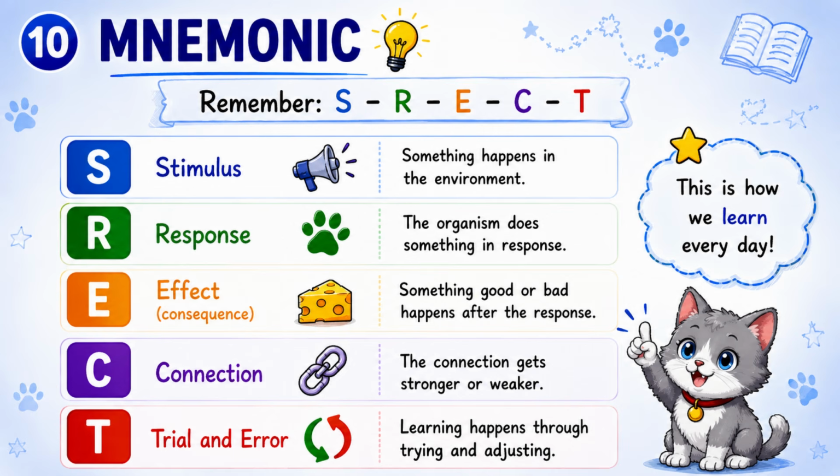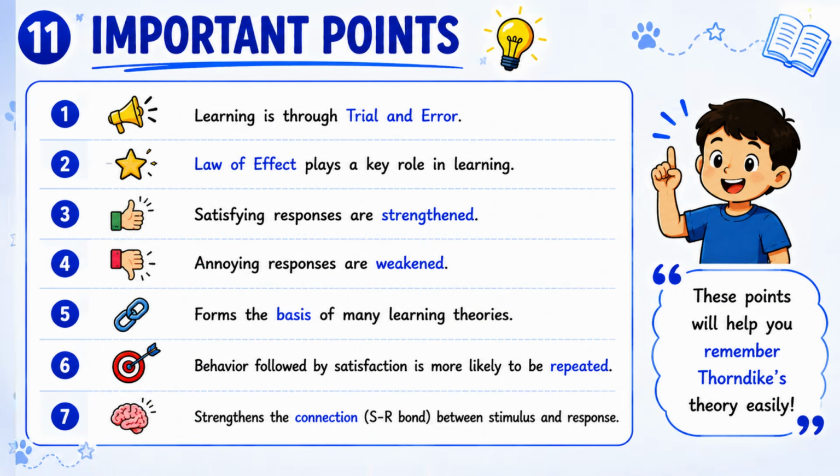ஸோ ரிமெம்பர் திஸ் ஈஸி நிமோனிக் SRECT. ஸ்டிமுலஸ், ரெஸ்பான்ஸ், எஃபெக்ட், கனெக்ஷன் அண்ட் ட்ரையல் அண்ட் எரர். இந்த நிமோனிக் ஞாபகம் வச்சுக்கோங்க. எக்ஸாம்ல தாரண்டிக் தியரிக்கு ஆன்சர் எழுதுறது ரொம்பவே ஈஸி ஆகிடும்.